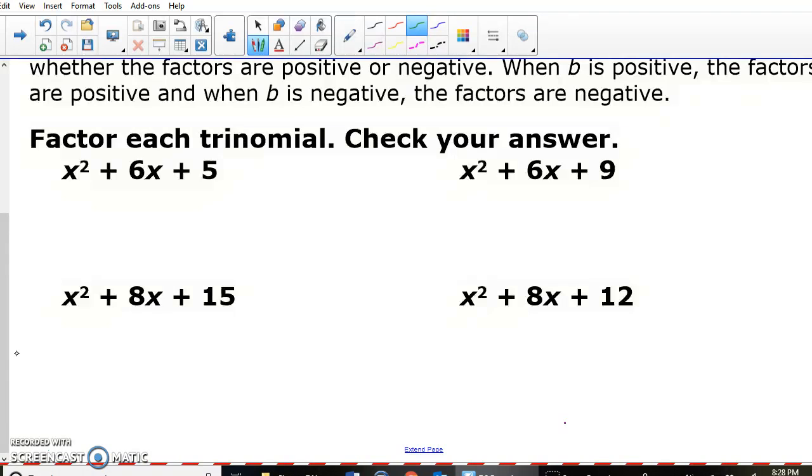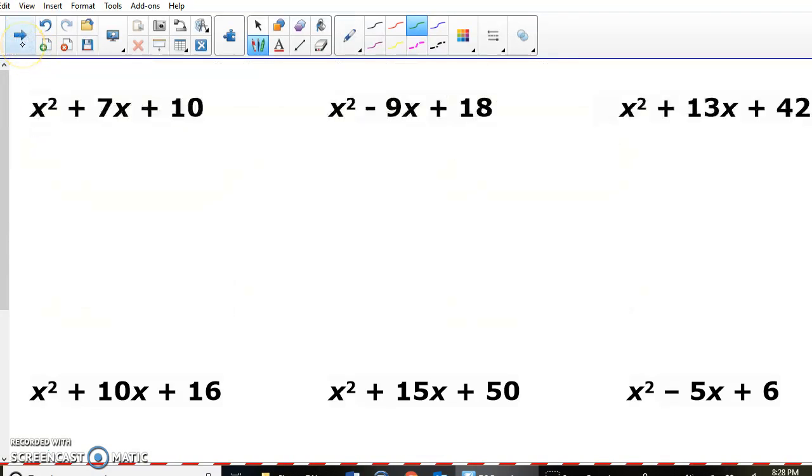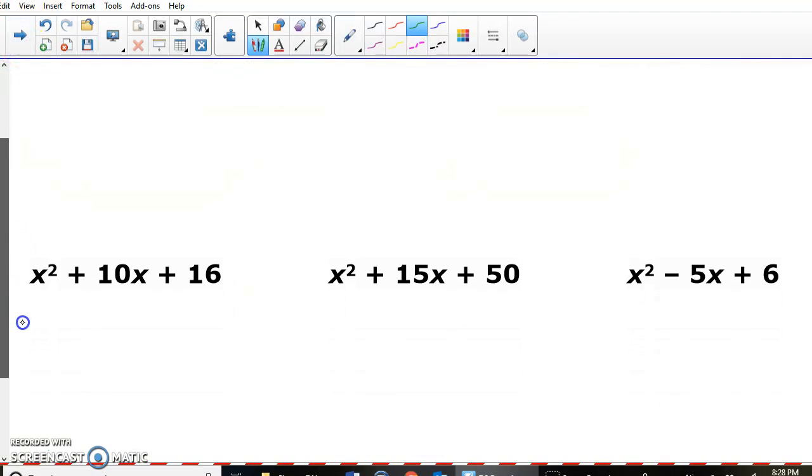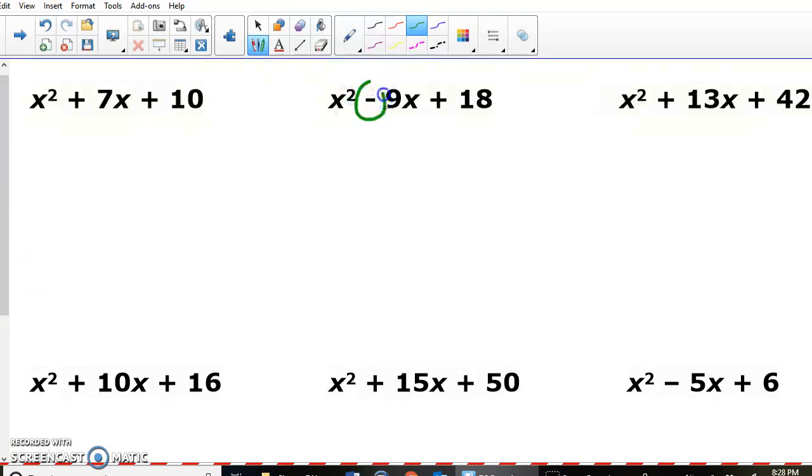I want you to try these 4 and these 6 on your own. Make sure you watch out which ones are going to be the negatives, and then the rest of them are all positive. So try those out and then check them with my answer key.